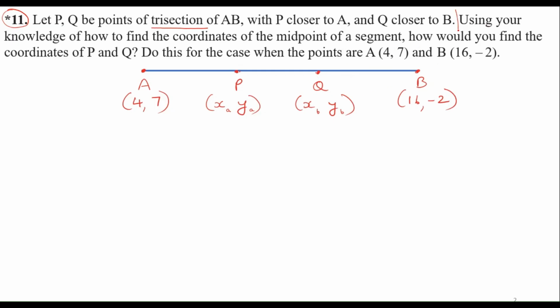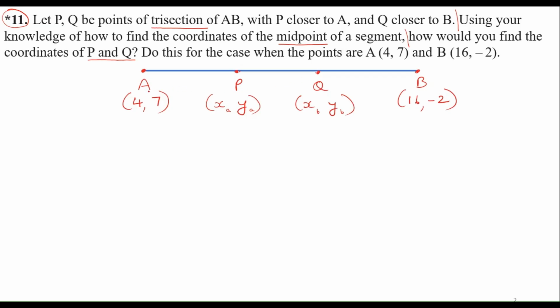Using your knowledge of how to find the coordinates of the midpoint of a segment, how would you find the coordinates of P and Q? So we have to find the coordinates of P and Q. Do this for the case when the points A and B are given as this. So A and B points they have given and they are asking us to find the points P and Q in such a way that P and Q divide the line into three equal parts.